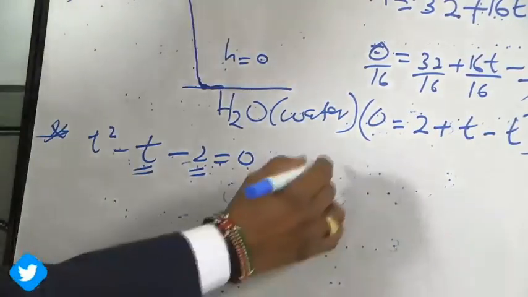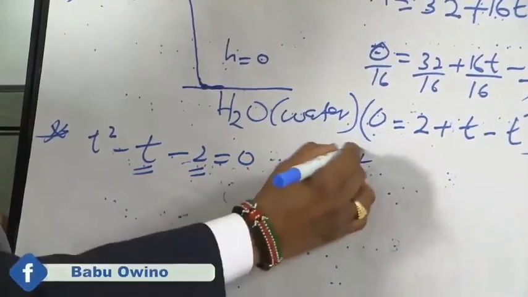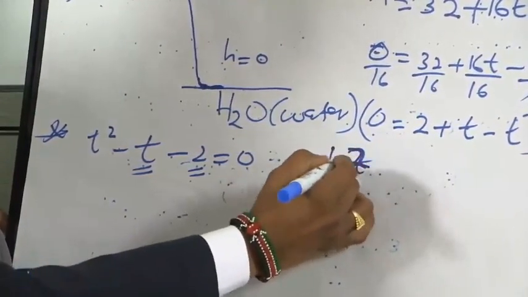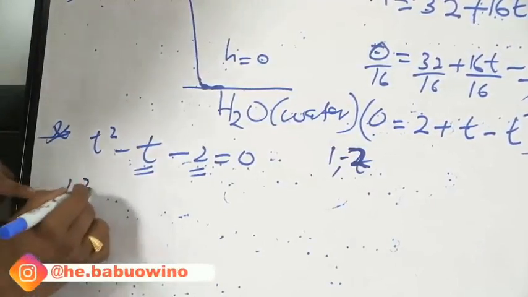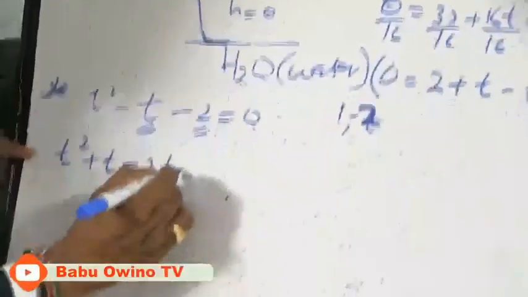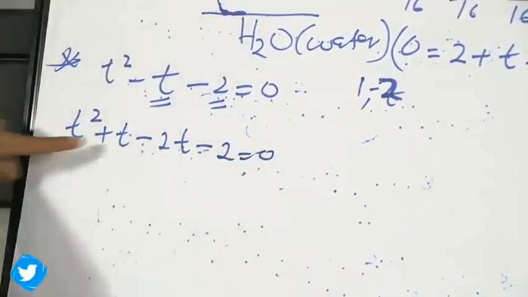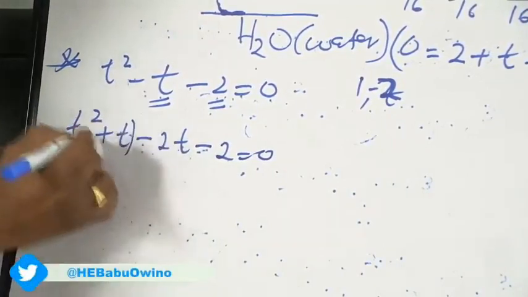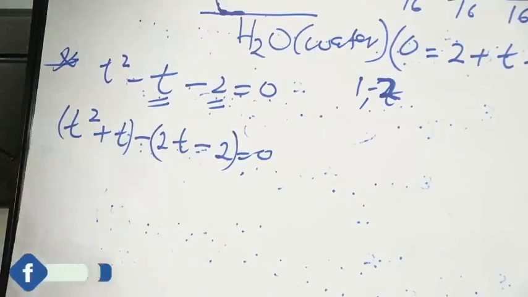So the numbers are 1 and 2, 1 and -2. So here in factorizing, we have t squared plus t minus 2t minus 2 equals 0. Then we have the first part of the equation and the second part of the equation.